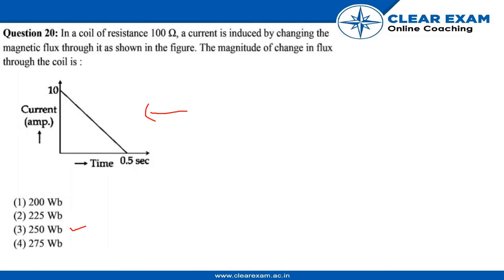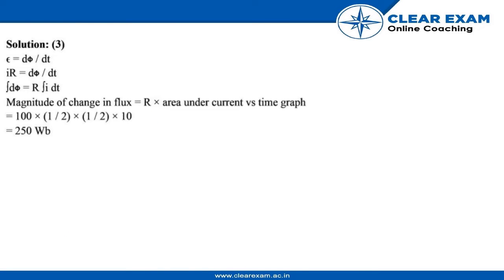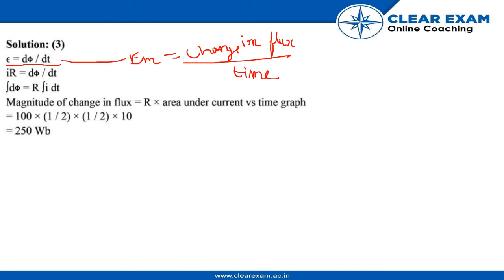The correct answer is 3, 250 Wb, because let us see the solution. We know that the EMF is equal to change in flux divided by time. So we can say this from this formula.